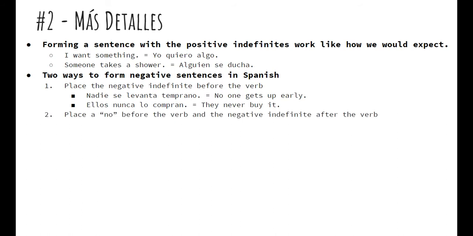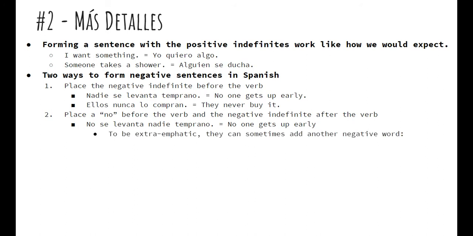The other option would be to place a no before the verb and the negative indefinite after the verb. So it's something like this. No se levanta nadie temprano. No one gets up early. Same sentence, just another way of doing it. Here you put the no in front of the verb and then put the negative indefinite afterwards.